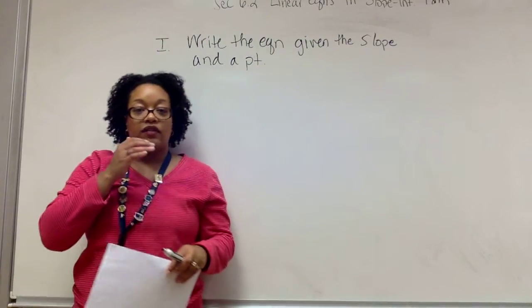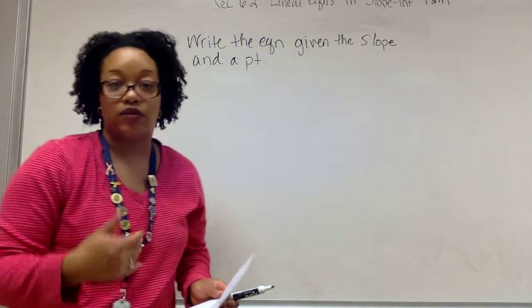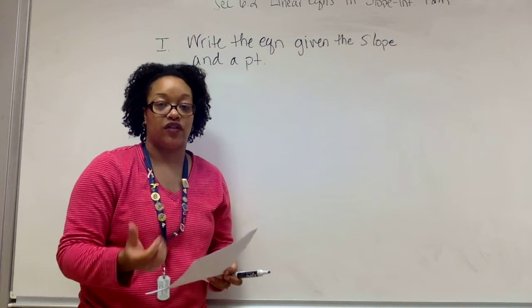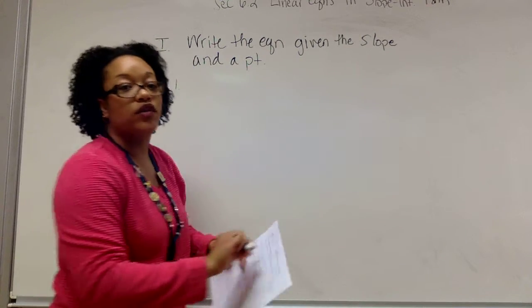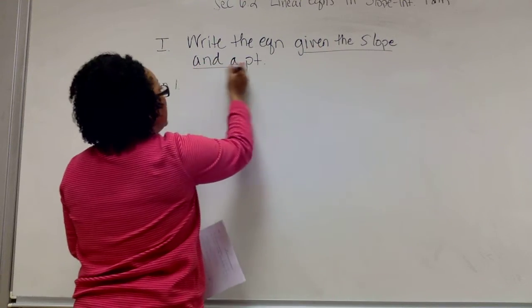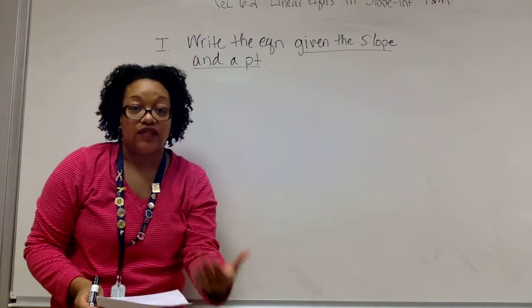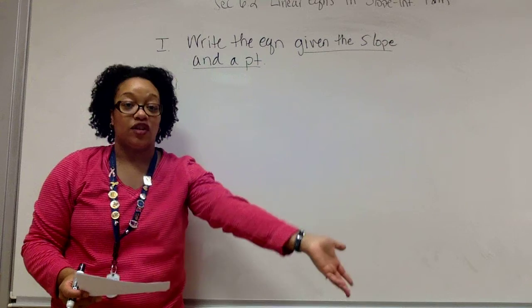Okay, so this first section in your notes here, after we talked about your review, is how to find your equation or write your equation given the slope and a point. So I want you to underline given the slope and a point, because what you're going to need to realize is your strategy to get your equation is going to be determined by what you're given.